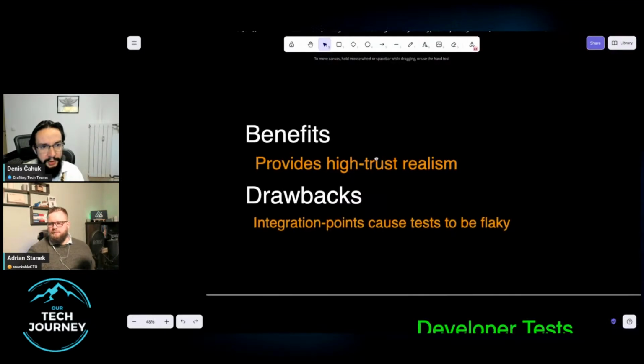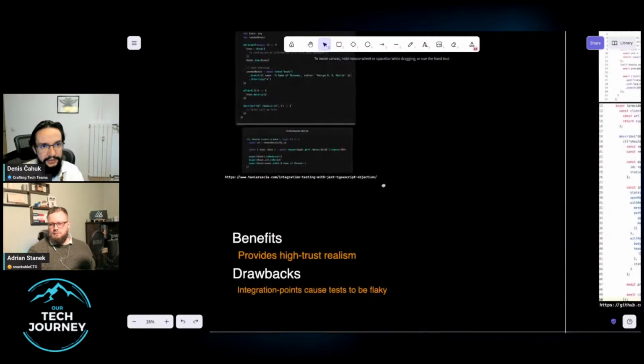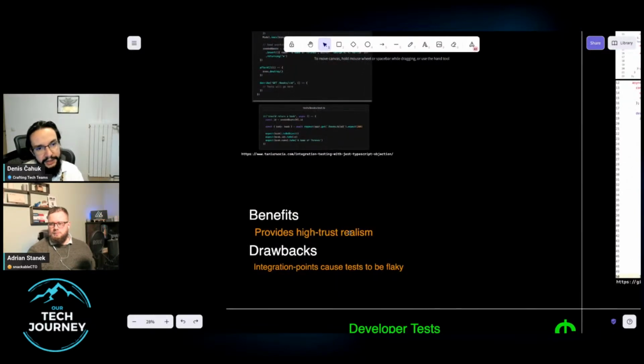And so the benefit of backend integration tests is that they provide a high trust form of realism. You know that if the integration test works, your system works, if your unit tests honor the contract towards the integration test, if you are mocking it, right? So that's the reality check. That's how you get the checks and balances all the way down to the unit tests.